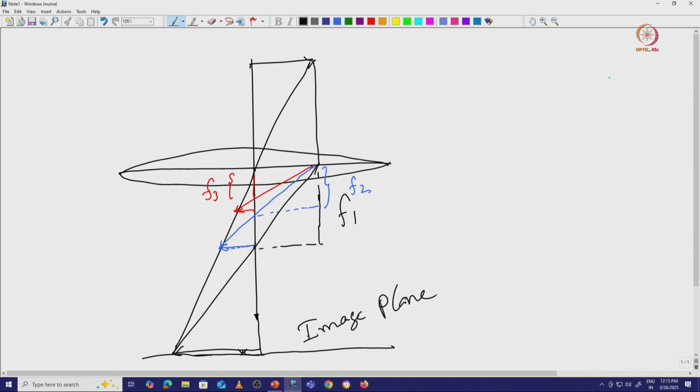This is my image plane 1, this is my image plane 2, and this is my image plane 3.